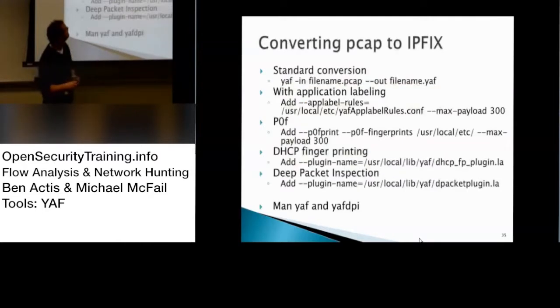All right, the actual commands. It's pretty simple. You just run yaf, there should be two hyphens there, then --in with your file name, and then --out for what you want out. If you want additional things, such as the application labeling, you just add --applabel --rules and this to the end of it. Same thing with p0f, DHCP, deep packet inspection. And if you're unsure, just search the man page, man yaf or man yafdpi for additional information.